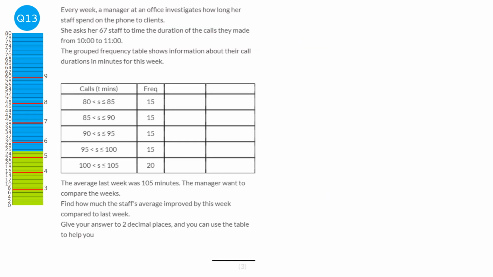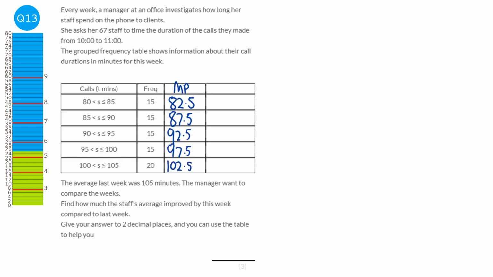140.06. So the first thing we need to do is work out the mean for the data in the table. So to start off doing that, we're going to work out the midpoint of each group. So we've got 80 to 85, and to find the midpoint you add the 80 and the 85 together, then you divide by 2. So this will be 82.5, then 87.5, then 92.5, then 97.5, and then finally 100 plus 105 divided by 2 is 102.5.